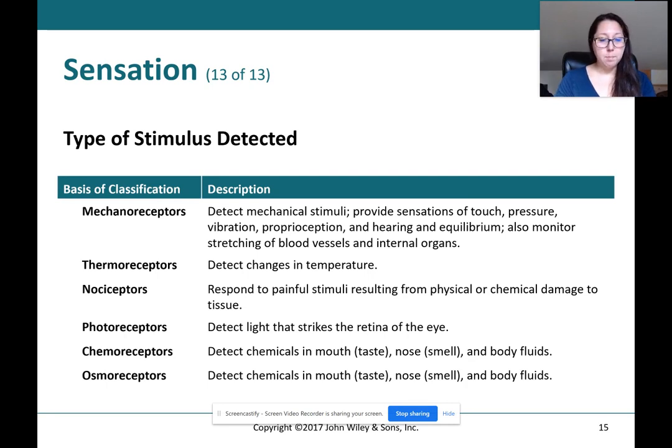So we have mechanoreceptors, which detect mechanical stimuli, so touch, pressure, vibration. Thermoreceptors are going to detect changes in temperature. Nociceptors respond to painful stimuli resulting from physical or chemical damage to tissue. Photoreceptors detect light. Chemoreceptors and osmoreceptors both detect chemicals in the mouth, nose, or body fluids.